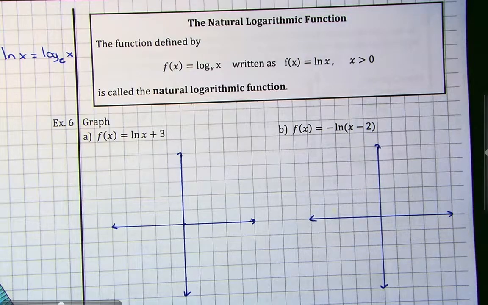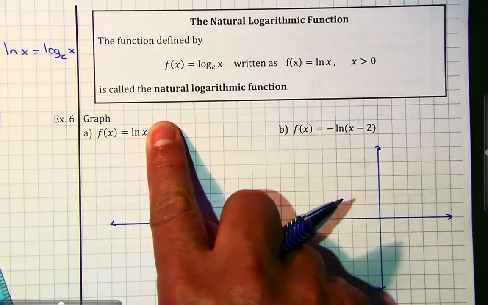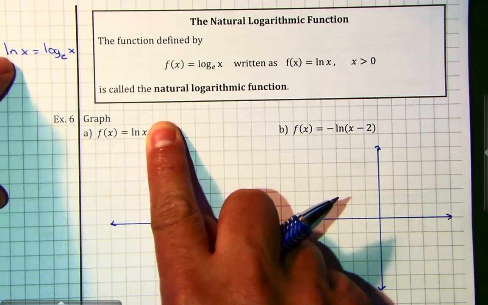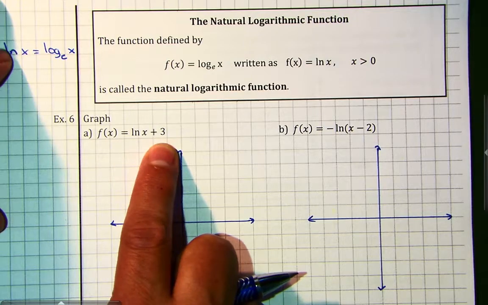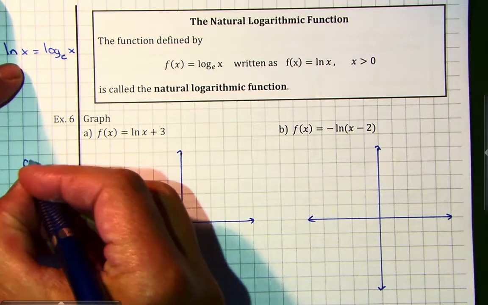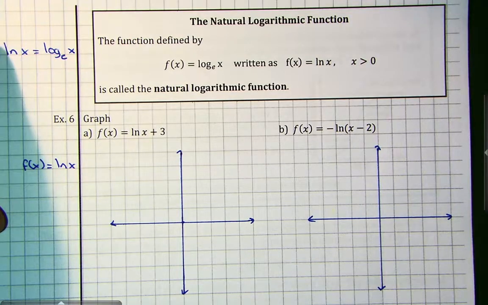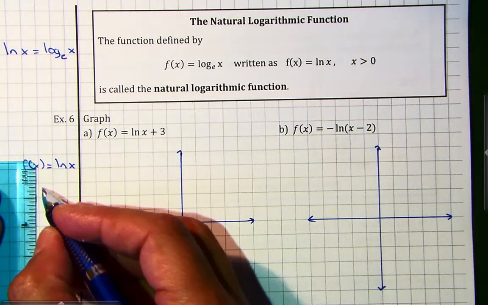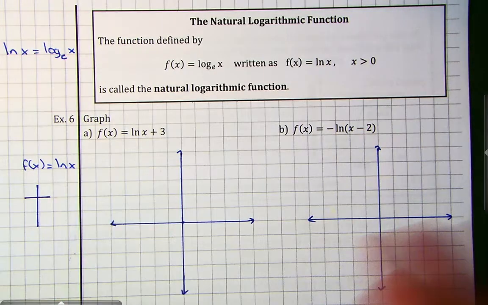So once again, we are going to graph just the basic part. We're not going to include the 3. The 3 is just shifting it up 3, correct? So let's see, f of x equals ln of x. I'm going to make a table of values, and we need to decide what values I should plug in for x.